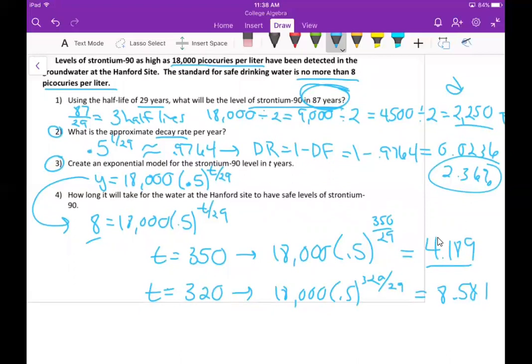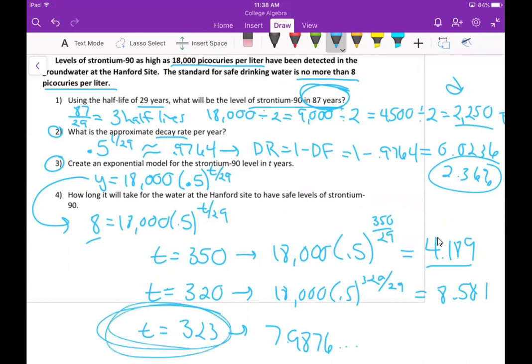That's 7.987. So I kind of skip around there and I see, okay, 323 gives me 7.9876, blah, blah, blah, okay? So around 323 years is what it'll take for that water to be safe. Basically for it to be safe for us to go into that area without being worried about being affected by the radioactive materials. So that's why we're so worried about these radioactive materials and making sure they don't get into the air and the groundwater, because it takes so long for it to go away and there's not much else that we can do to get rid of these materials.